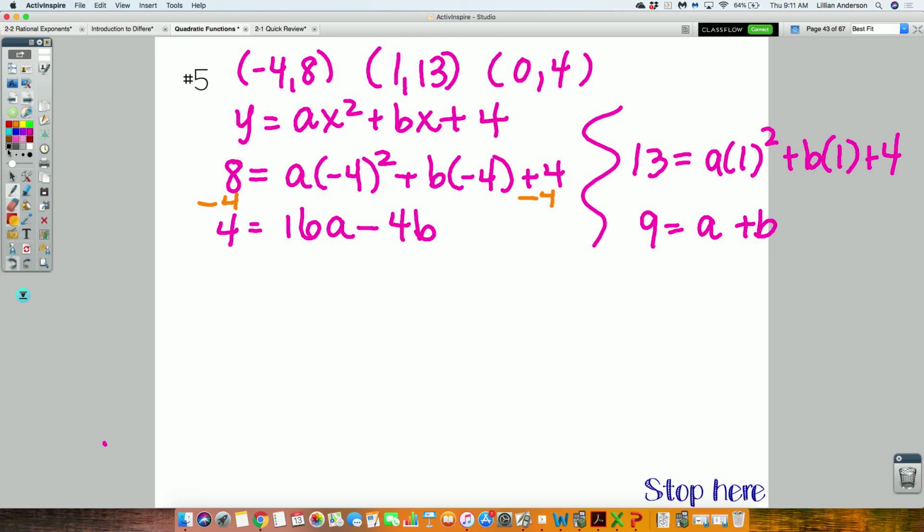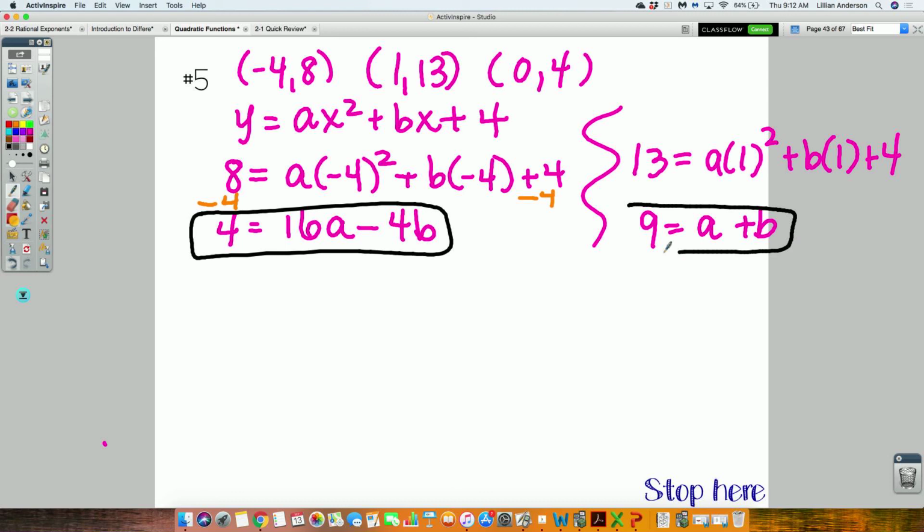When you're solving using substitution with these two equations, you want to solve one of these equations for one variable, and then take that expression and plug it in for that variable in the other one. Let's use this one over here on the right. What variable do you want to solve for? A. To solve for A, I'm going to subtract B. So I'll get A equals 9 minus B.